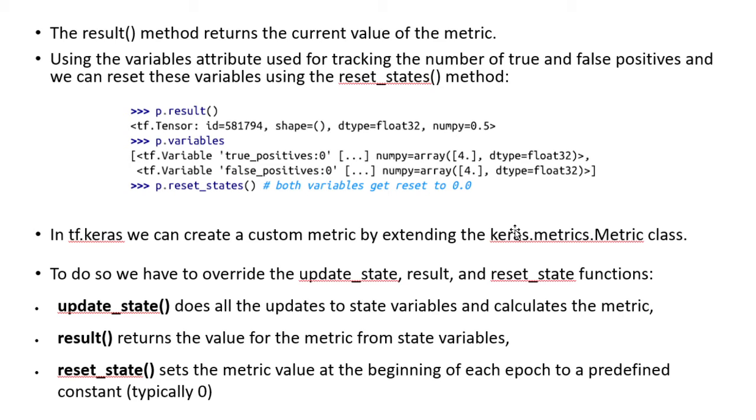On the existing precision object with the values, if we run p.result, it is giving the result as 50%. And here you can even check the variables, that is true positives and false positives. It's returning the value as 4. And you can reset the values of each of these variables to 0 using the p.reset_states method. That's a simple example of precision.